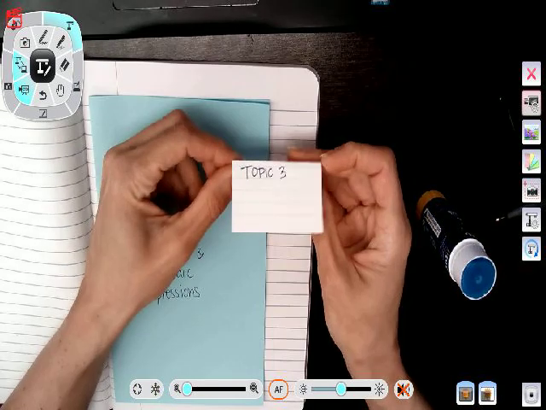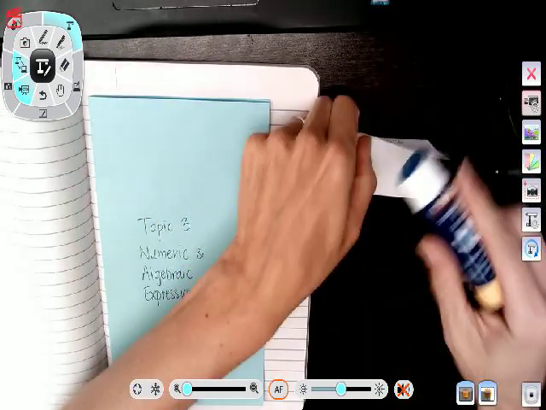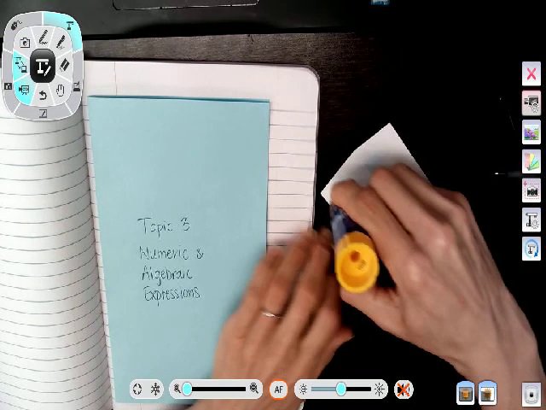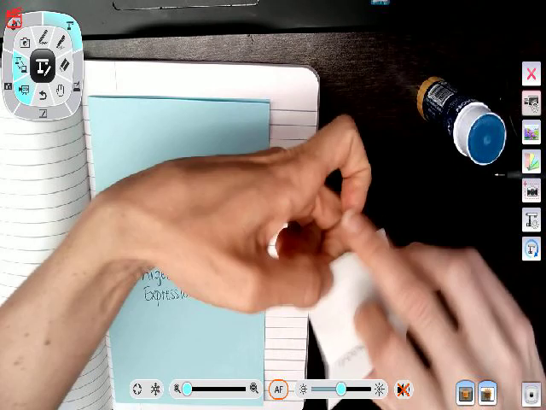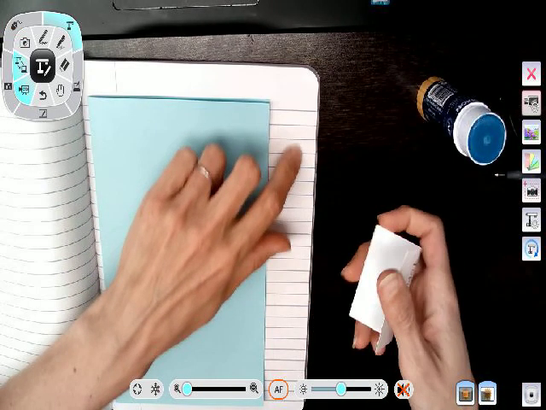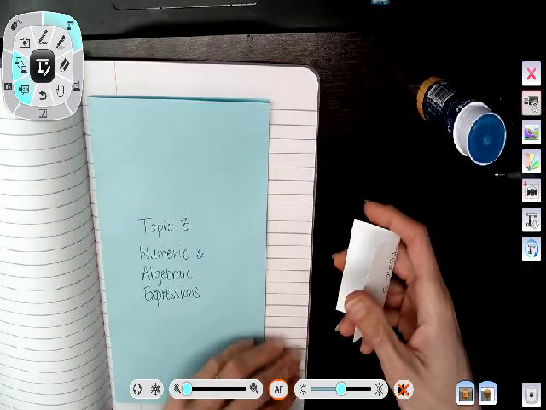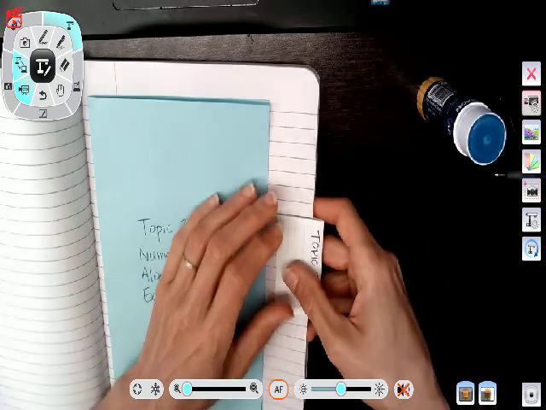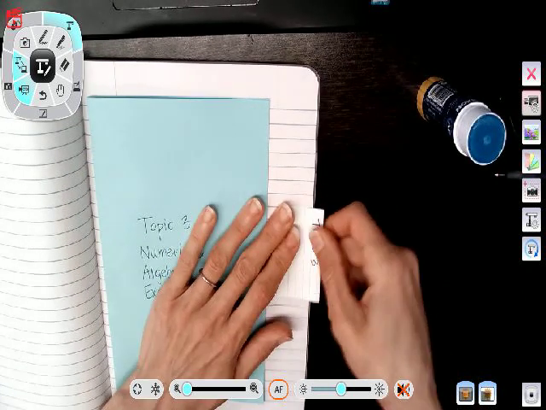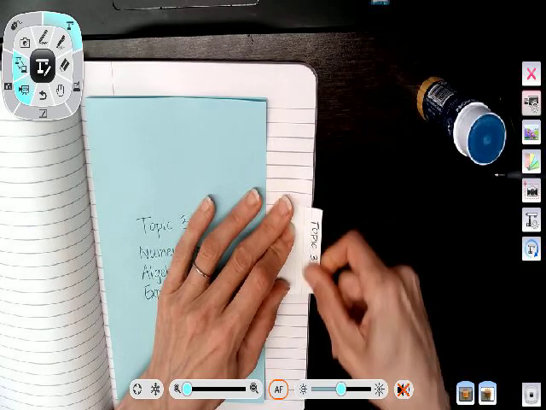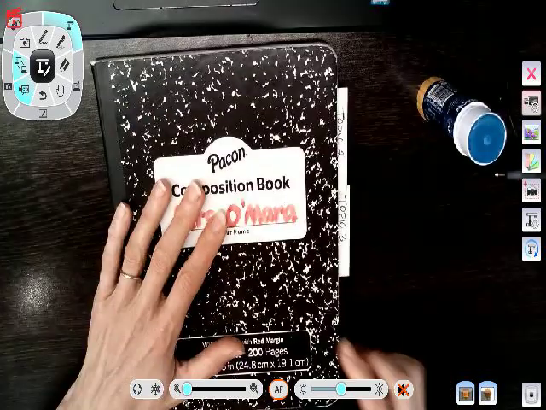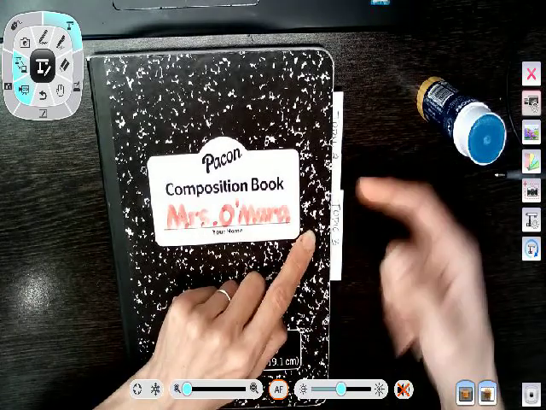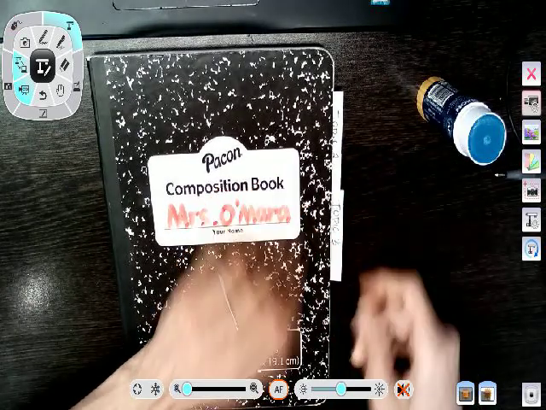I'm going to scoot mine over, and I'll show you why. Because I'm going to take my little card with my topic 3 on it, and I'm going to put my glue on it. And I'm going to put it about 7 lines down. And remember, I'm going to leave it hang off so I have a tab. Okay, so if you did this right, you should be able to see your notebook. You should have topic 2 and topic 3 both marked.